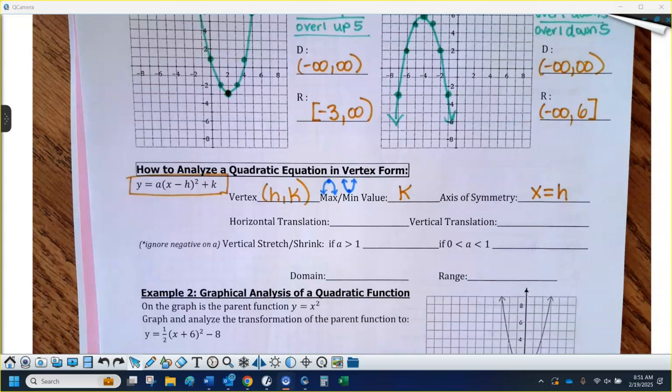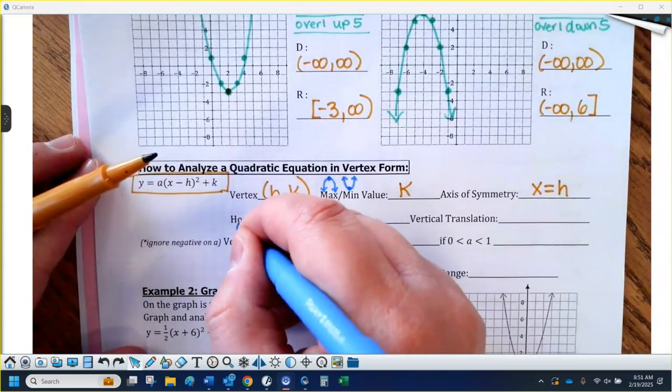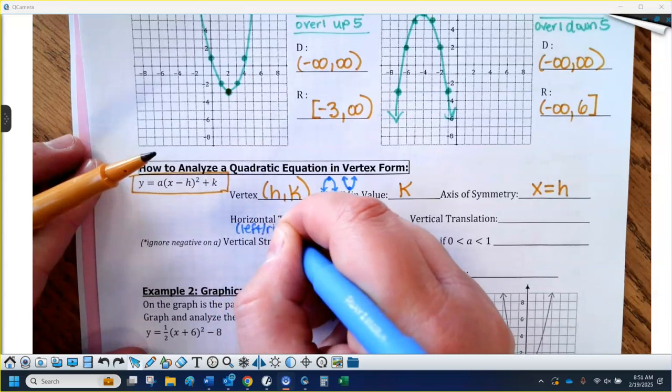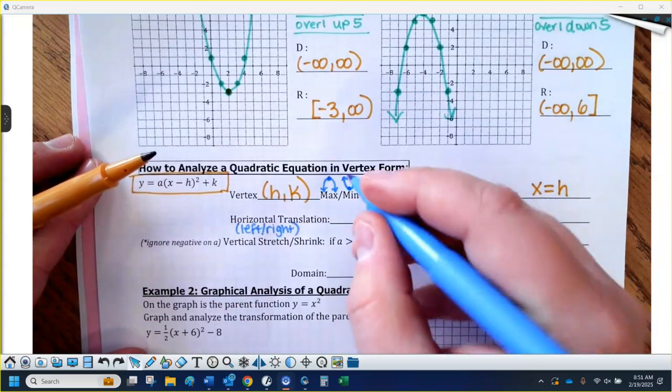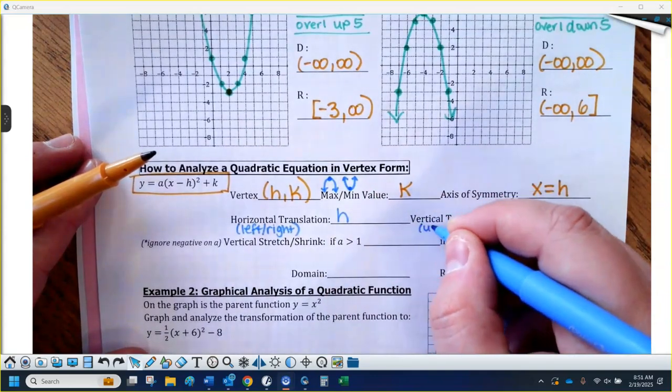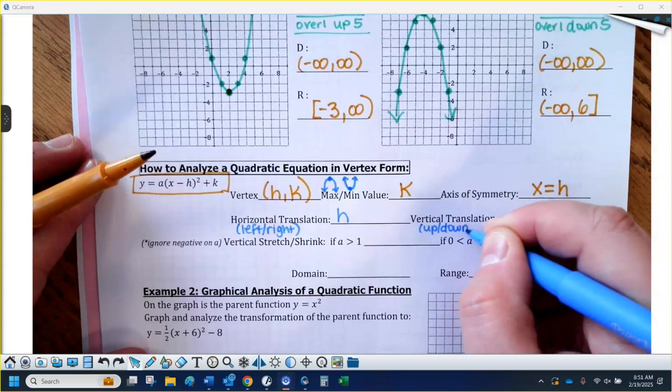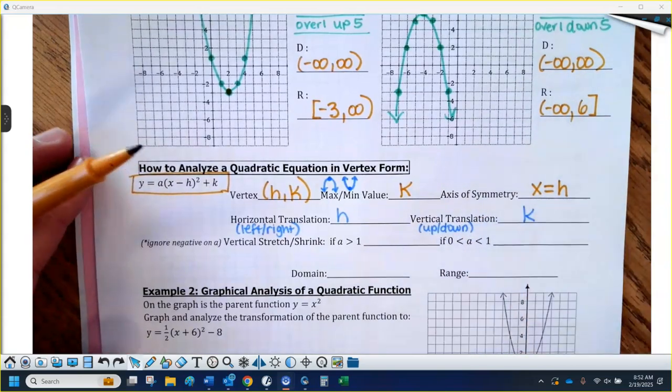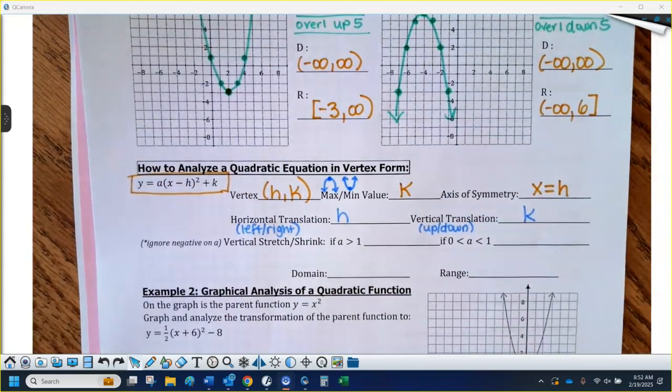Horizontal translation is going to be, horizontal goes left or right, and this should be h. The vertical translation, that would mean up or down, and that's going to be k. So the h moves the graph left or right, opposite way that you think. The k moves the graph up or down, exactly the way that you think. And then we haven't done anything with these yet, but we will in the next example.